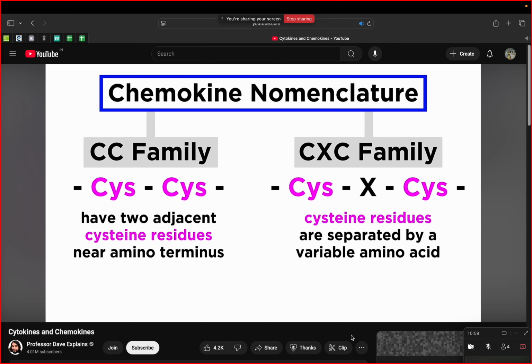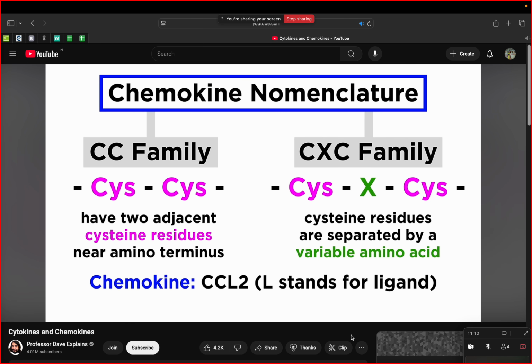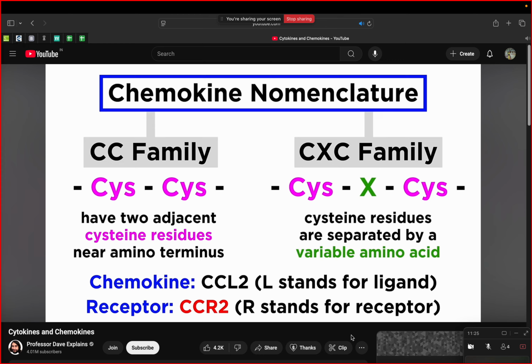CXC chemokines also have 2 cysteine residues near the amino terminus, but they are separated by a single variable amino acid, marked by the letter X. Here's a tip. If you find CC or CXC followed by an L, for example CCL2, the L stands for ligand. CCL2 is therefore a chemokine. If CC or CXC is followed by an R, the R stands for receptor, and you know that this protein is a receptor for either a CC or CXC chemokine.